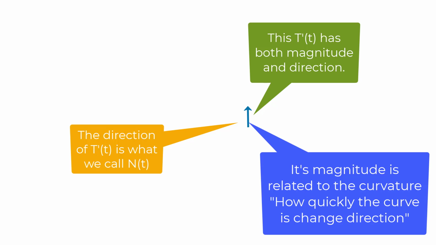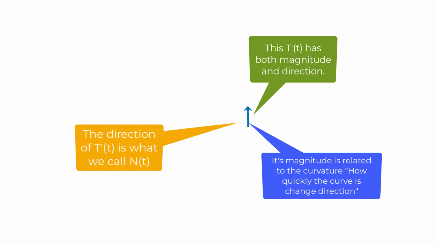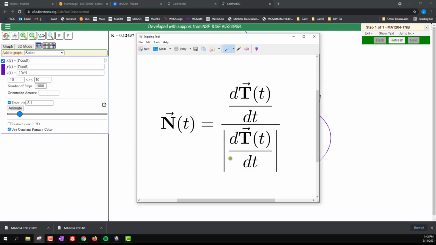That new resulting vector has both magnitude and direction, but the magnitude of it corresponds to that curvature value there. And so we don't want that curvature value, so one way to account for that is we're going to divide it again by its length, forcing the derivative to be unit, and we call that the principal unit normal vector.